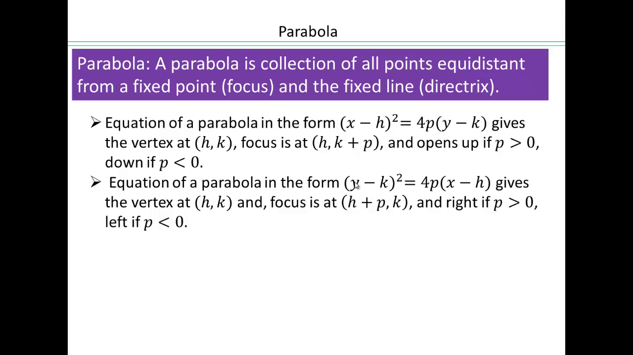Similarly, if we write (y - k)² = 4p(x - h), again (h, k) is our vertex, and this time it's a sideways parabola, and so (h + p, k) will give you the focus. And again, if p is greater than 0, the parabola opens to the right, and negative p will give you a parabola that opens to the left.